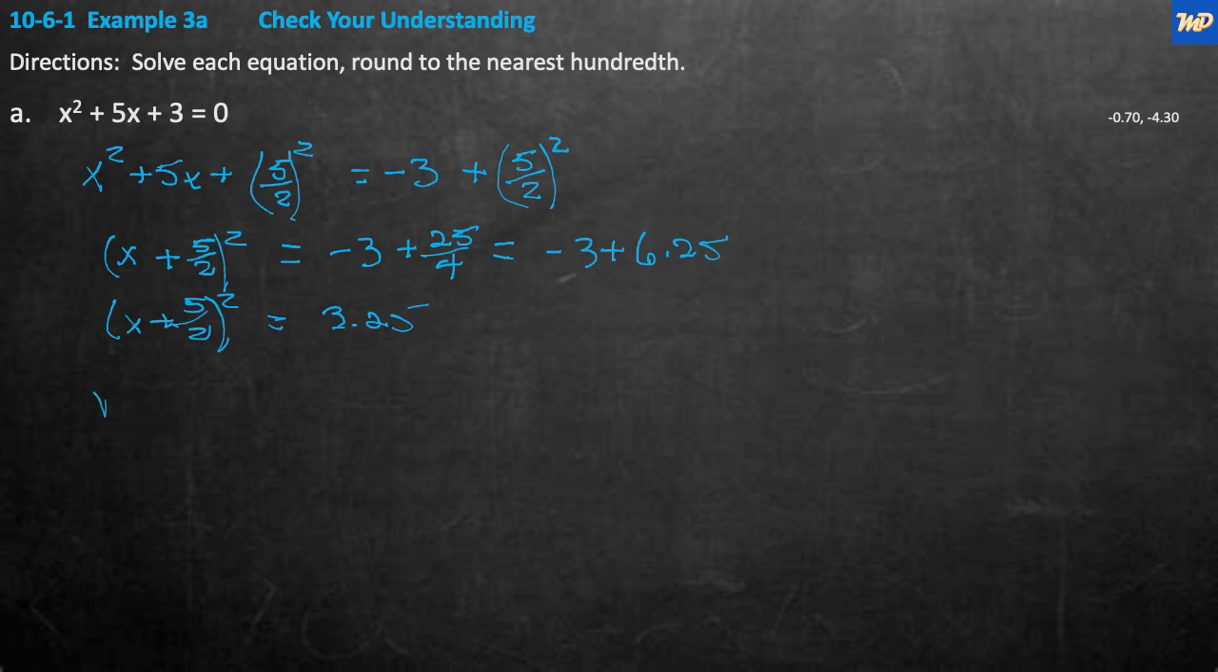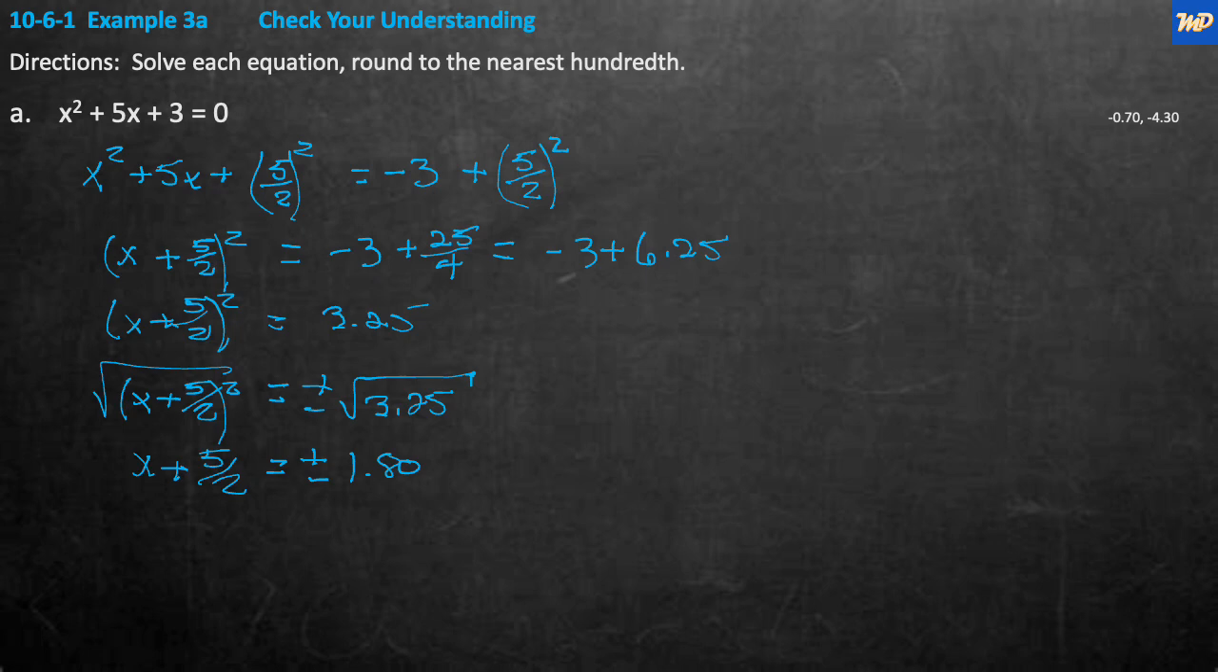So square root of the quantity x plus 5 halves squared is equal to plus or minus the square root of 3.25. Okay, and when we take the square roots of both sides, we get x plus 5 halves is equal to plus or minus, and the square root of 3.25 is 1.80.